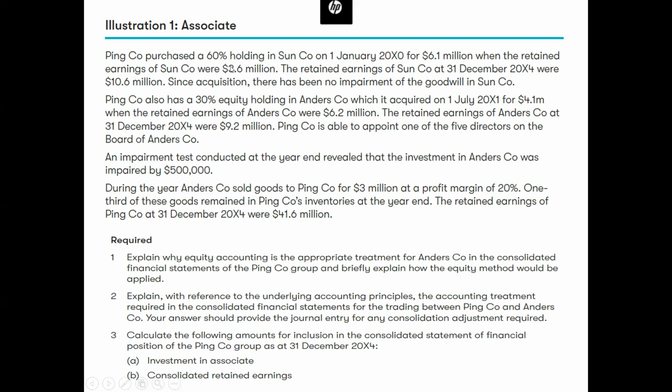So we will see that I acquired a 60% shareholding for 6.1 million. When my retained earnings of the subsidiary was 3.6 million, retained earnings was 10.6 million, and since acquisition, there has been no impairment. So they talk about the parent subsidiary shareholding.